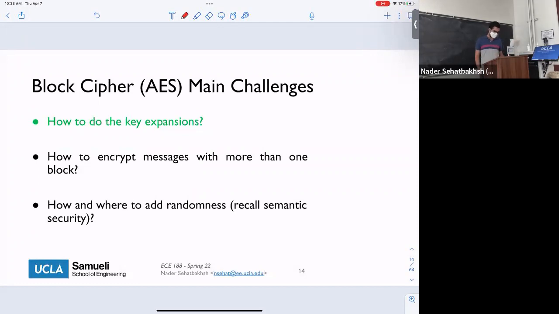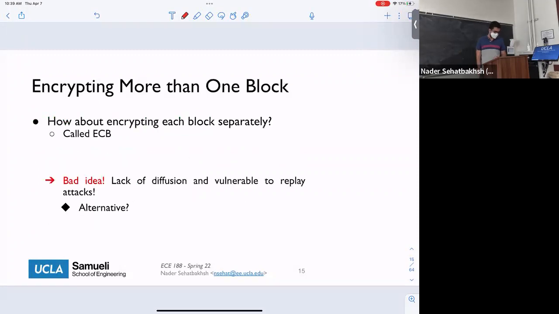So now let's look at these two other problems, where we want to actually encrypt multiple messages, multiple blocks. How should we go about that? The easiest thing that comes to mind is to divide the message into blocks, treat them separately and encrypt each one separately, right? This is usually called the electronic codebook, or ECB method. And it's actually a very, very bad idea.